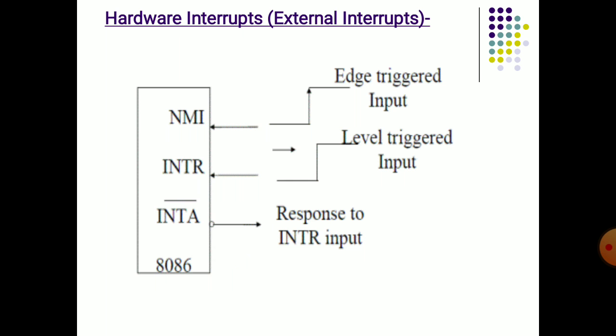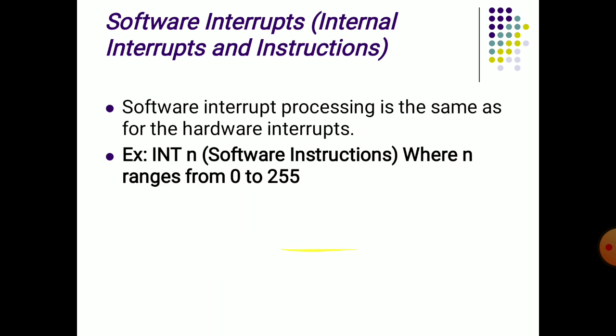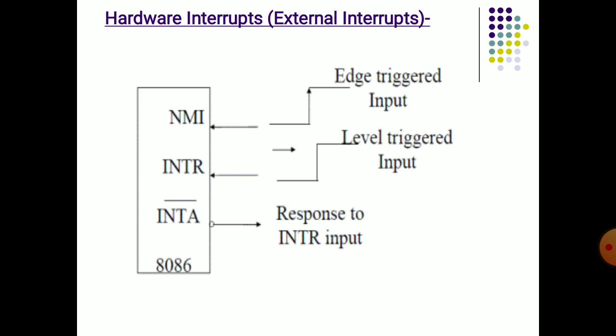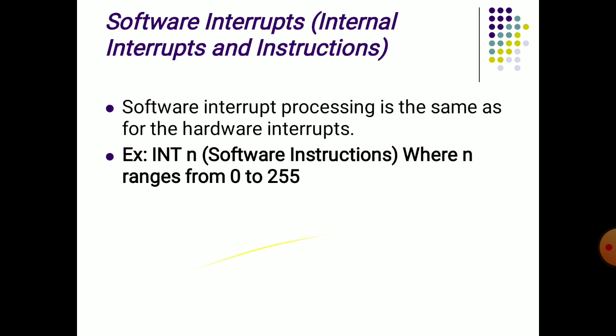Now, these are hardware interrupts. Hardware interrupts are NMI and INTR, and INTA bar is the response, that is interrupt acknowledge. But the main two interrupts are non-maskable interrupt and INTR. INTR means interrupt request. These are the two pins which are used to generate the external interrupt to the CPU, right?